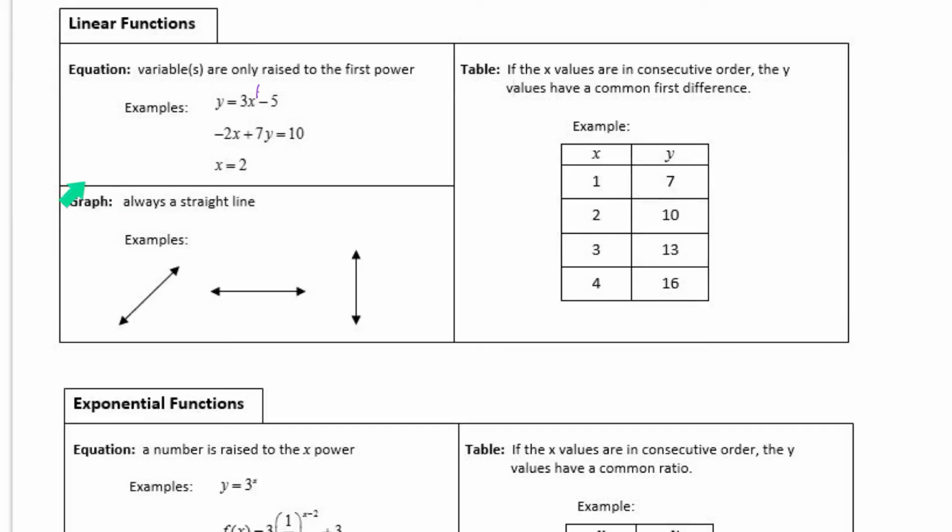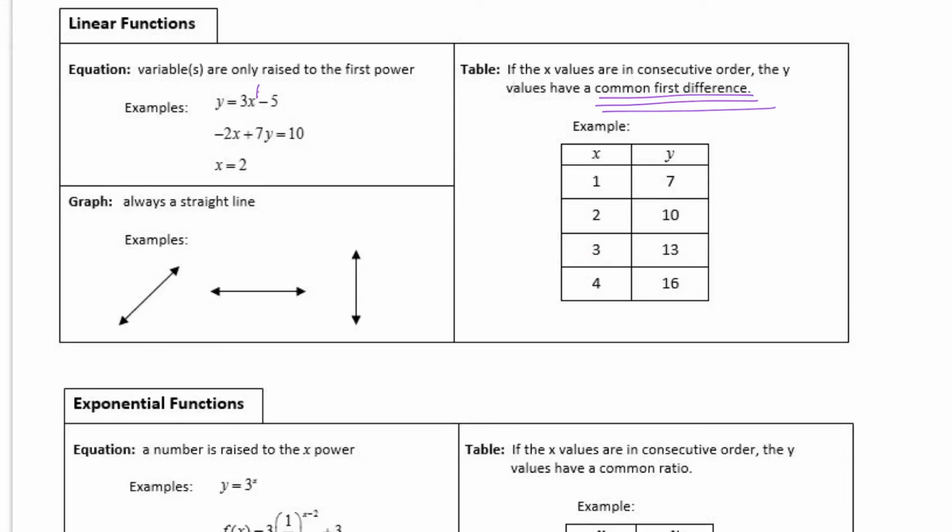The graph of a linear function is always a straight line, so it could be on the diagonal in either direction. It could be horizontal or it could be vertical. And then if we look at a table of values, our linear functions have what we call a common first difference. As we look for that common first difference, it has to be with consecutive terms. Consecutive being one after the other. So 1 to 2 is consecutive terms, 2 and 3 are consecutive terms, 3 and 4.